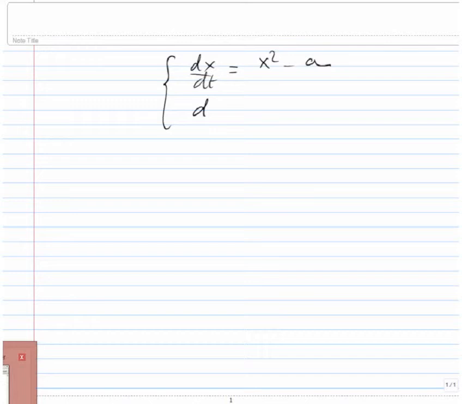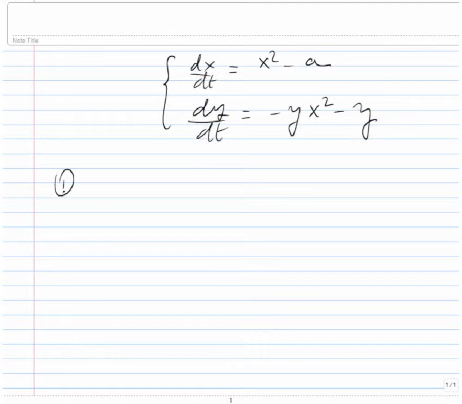Parameter nonlinear system, and it was dx/dt equal x squared minus a, dy/dt equal minus y times (x squared plus 1). So here the parameter is little a, so we're going to say it's polynomial versus little a. The first question was: find the equilibrium points versus a.